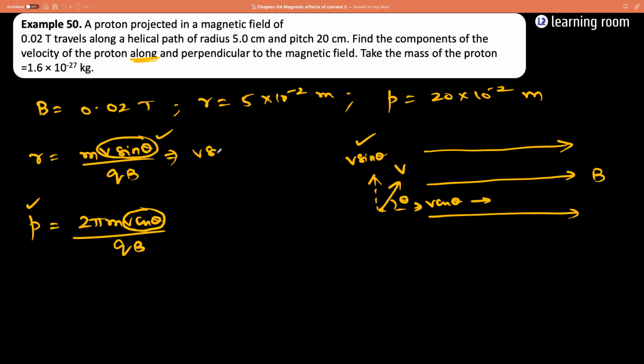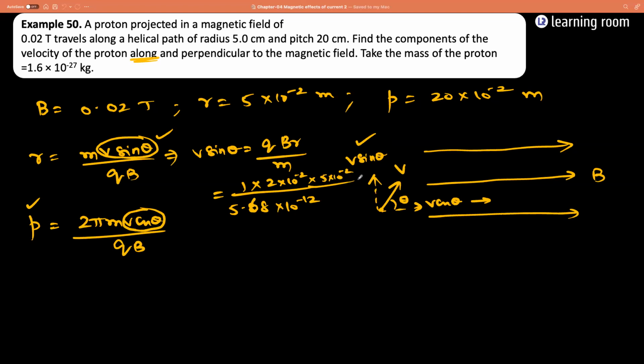So from this, V sin theta will be equal to Q into B into R divided by M. So what is Q by M? I already told you, M by Q is 5.8 something. I told you that number. What is it? 5.68 into 10 power minus 12, into what is the value of B? 0.02, and 2 into 10 power minus 2. Can I take radius as 5 into 10 power minus 2? Can I take it like this? Am I right? So this is easy for you to calculate.